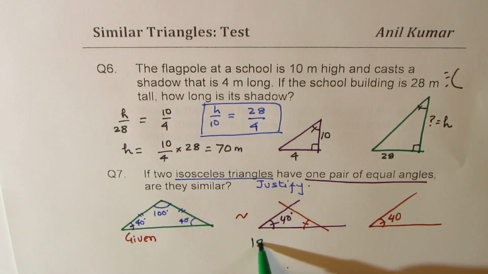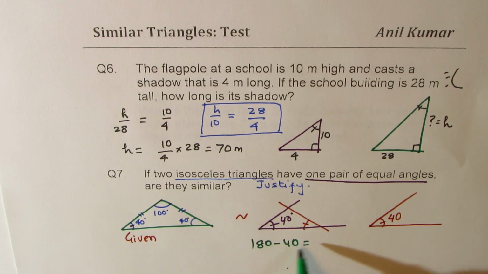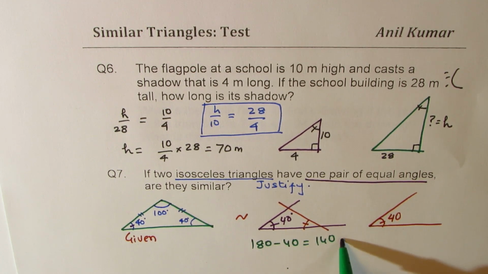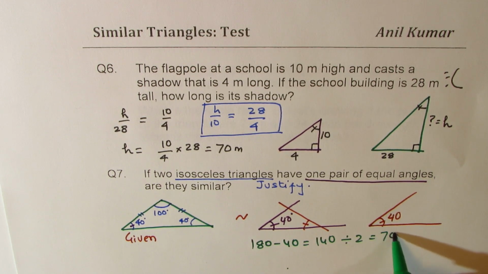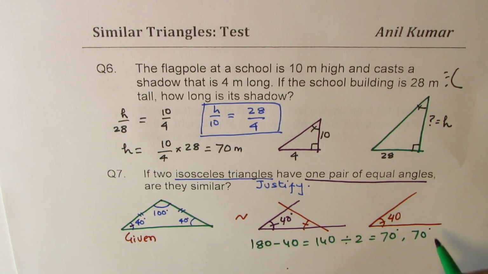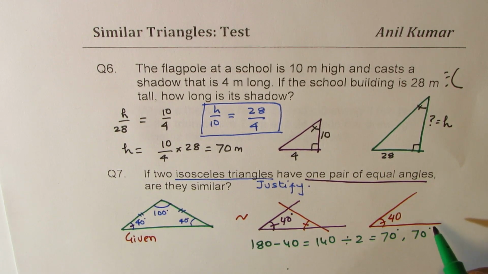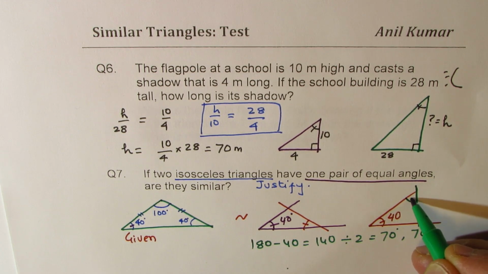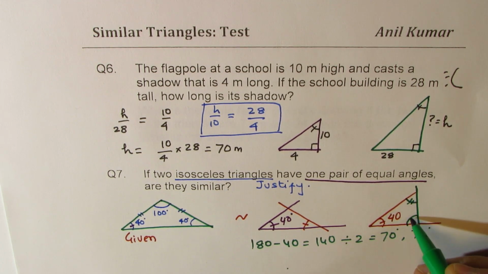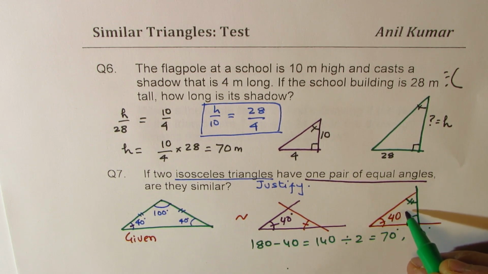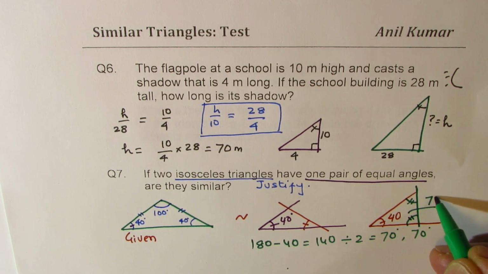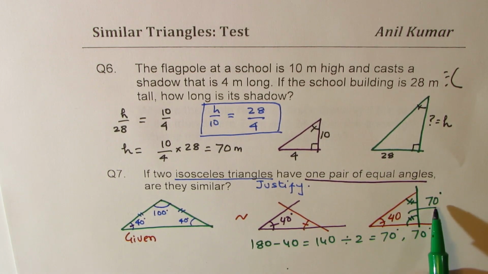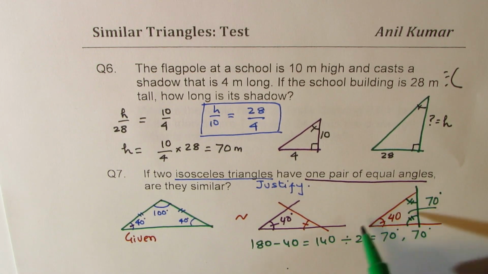Think like this: 180 minus 40 is 140. And if I divide this by 2, I get 70 degrees and 70 degrees, right? So, if I have another triangle whose angles are not 40-40 each, but on the other hand, they are kind of like this. So that is to say, I have this triangle isosceles again, but these angles are both 70 degrees. That is possible. You understand? So that is not similar.